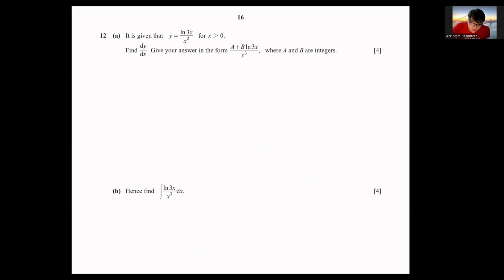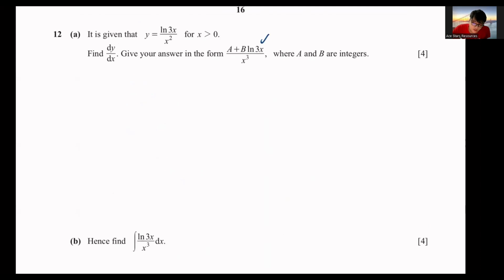It is given that y is equal to ln 3x divided by x squared for x greater than 0. Find dy/dx. Give your answer in this form where a and b are integers, so you're required to simplify them at the end of the day. So you can represent this one as a function u and this one as v, and you'll know that you're ready to do the quotient rule here.